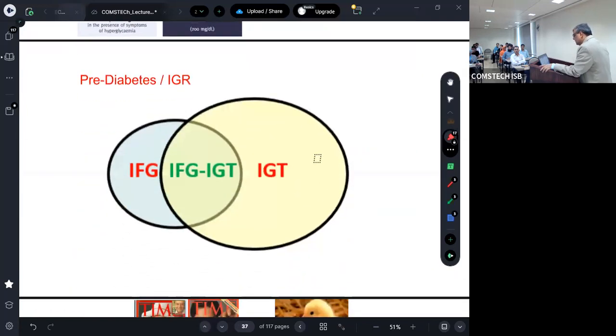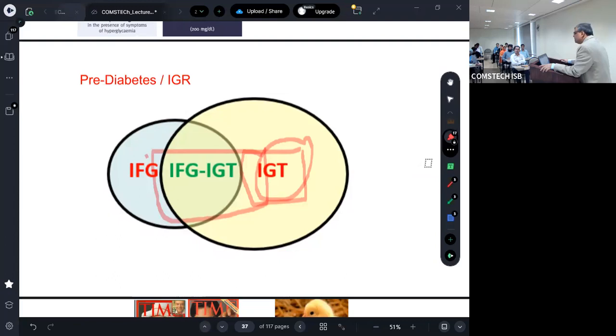As I told you, someone has only impaired fasting glucose, a problem in the fasting stage, someone has only a problem after 2 hours, and someone has both. We call it IFG, IGT. In the USA they call this pre-diabetes, and in Europe it is called impaired glucose regulation. So pre-diabetes is a misnomer. Pre means that after it there will be diabetes, but here that is not always true.